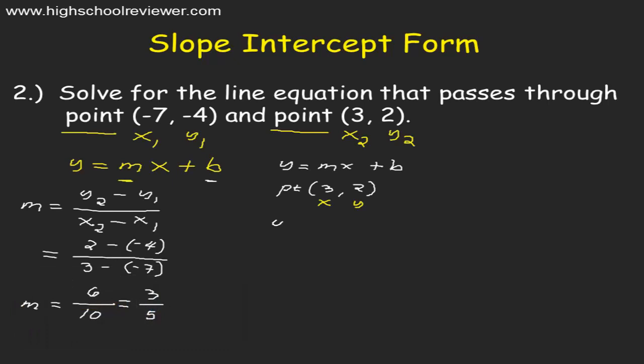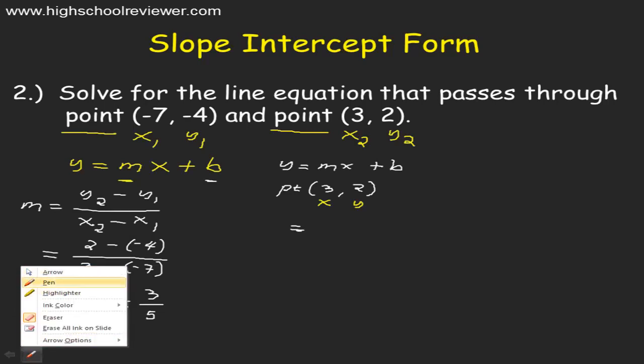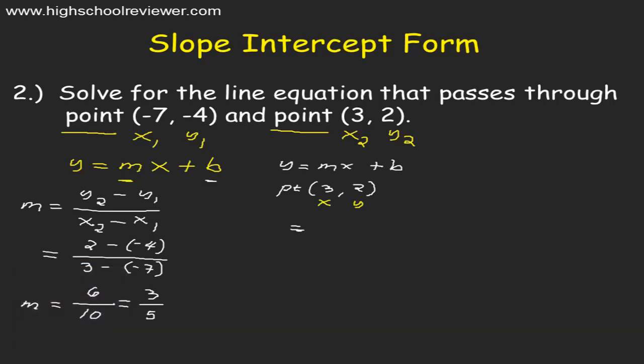Our y will be equal to, okay, rather that's not y anymore, but this is already 2. So 2 is equal to m. Our m is 3 over 5. And our x is positive 3 plus the intercept, which is b. So 2 is equal to 3 times 3, that is 9 all over 5, plus the intercept, which is b.